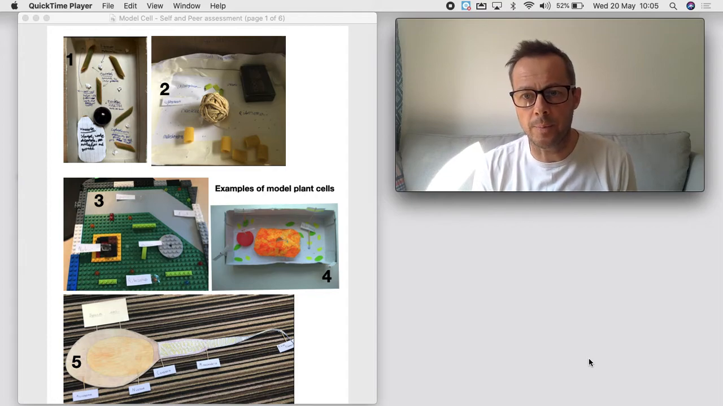Block of work before we break up for half term. What we're going to have a look at today is the self-assessment of your own model cells, and I also want you to peer assess some of the other models as well.